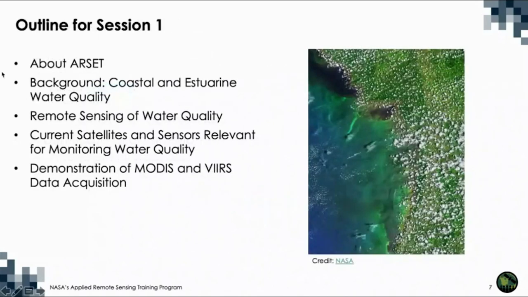Today's outline is provided here. We will start with a brief introduction to ARSET. Then we will have background about coastal and estuarine water quality. Then we will talk about remote sensing and water quality, and current satellites and sensors relevant for monitoring water quality. And finally, we will have a demonstration of how to acquire data from MODIS and VIIRS that we will be processing in the subsequent sessions.